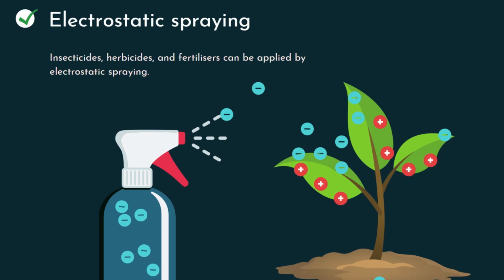A solution of the chemical to be used is sprayed as a fine mist onto the plants, where it sticks firmly to the leaves and stems due to the opposite charge it induces. The droplets are negatively charged by friction as they leave the spray nozzle. As they approach the leaves of the plants, they induce positive charge there and are attracted.